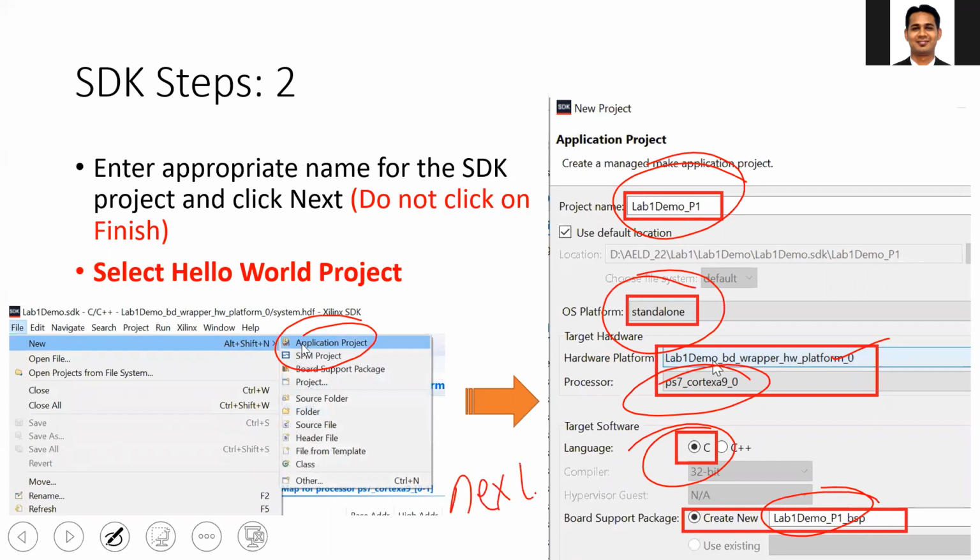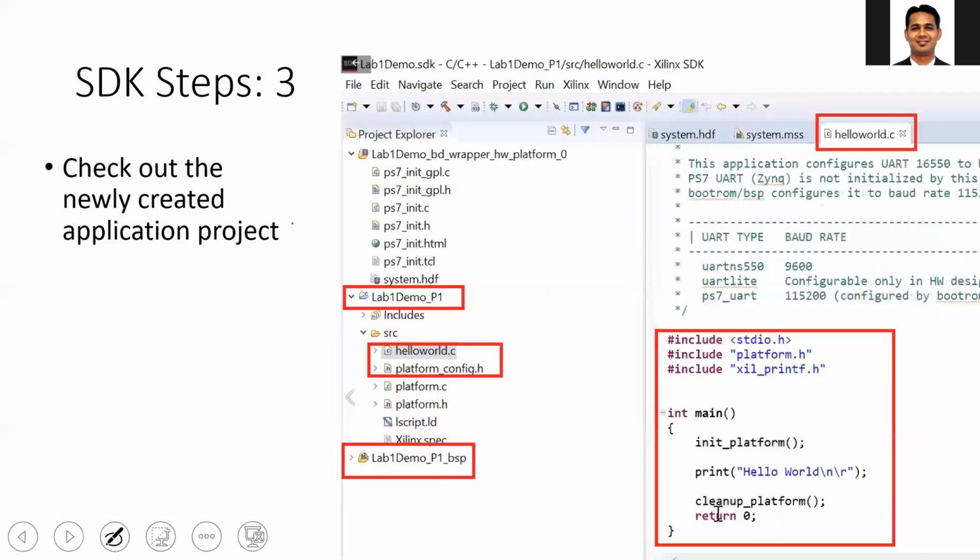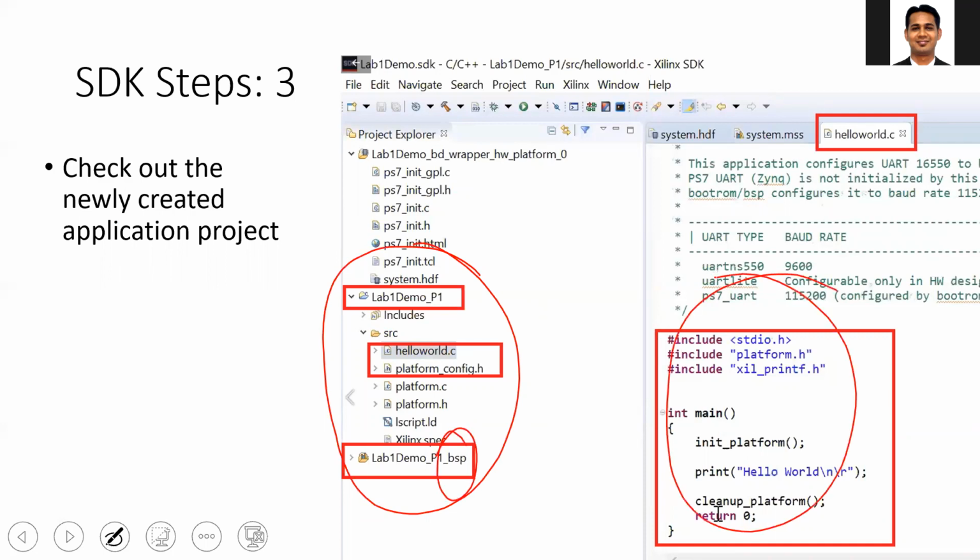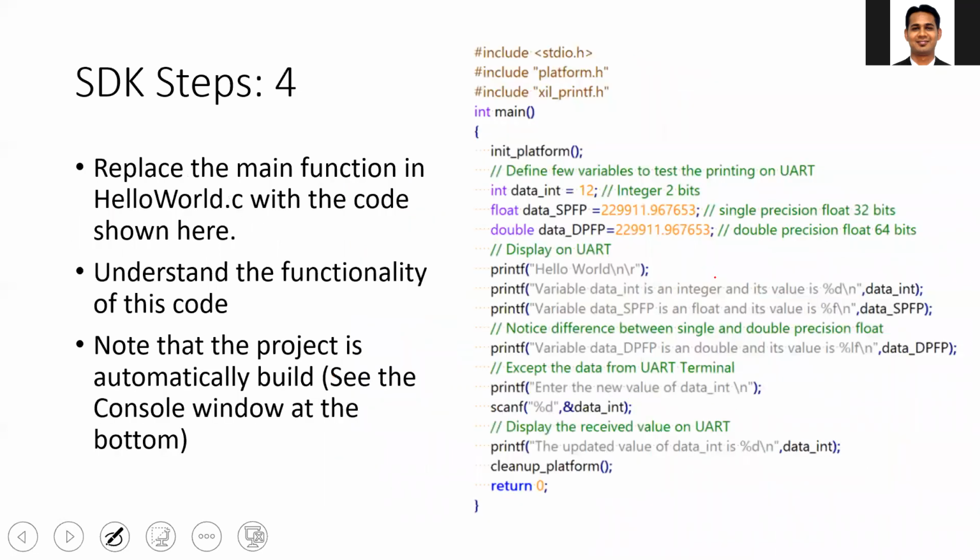Okay, and then select the hello world project. Once you select the hello world project, you can see that this project is created along with the corresponding BSP, and you can see that this simple code is there. You can run this code on the board, it will work and you will get the display on the screen. But instead of this code, we are going to modify it to get slightly more functionality.